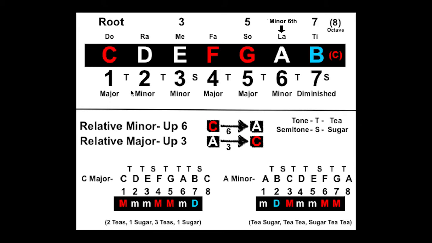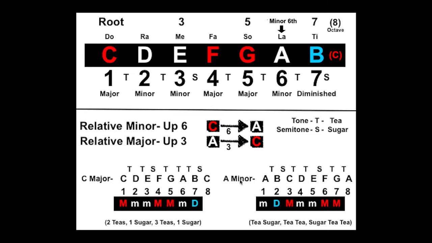Now, a major scale and a minor scale both have a certain order of tones to semitones. For the major scale, it goes tone, tone, semitone, tone, tone, tone, semitone. So if you played a series of notes separated by those tones, you would be playing a major scale, if that makes sense.